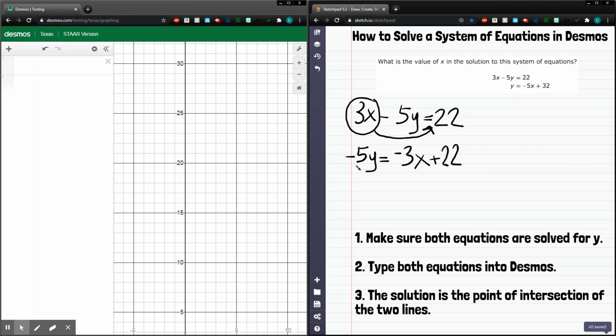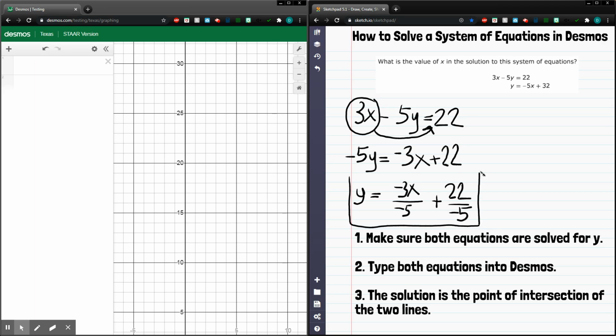Now I need to get rid of the negative 5 in front of the y. So what I'll do is use the multiplication property of equality to divide everything by the negative 5. This will leave me with y equals negative 3x over negative 5 plus 22 over negative 5. We can now take this equation and type that into Desmos. The second equation was already solved for y, so we can already type this one into Desmos as well.